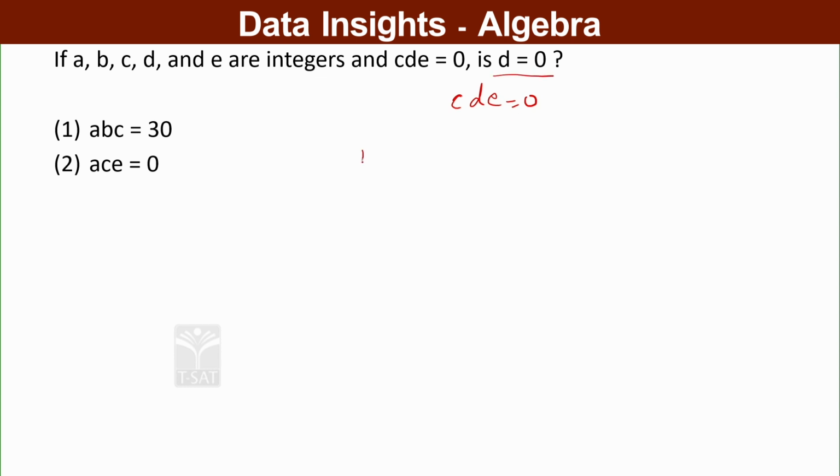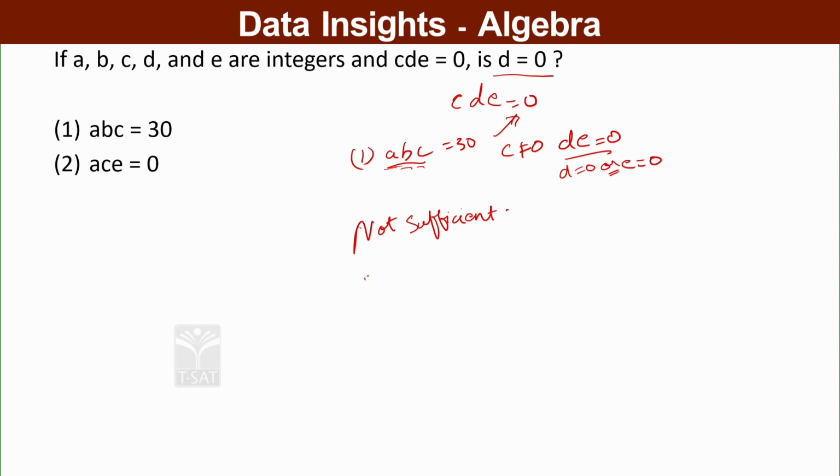The first statement says abc equals 30. So from this we know that none of these three integers, a, b or c, can be 0. So we can deduce that since c is not equal to 0, d times e must be 0. But here we still cannot deduce whether d equals 0 or e equals 0. We cannot say for sure. So the information in the first statement is not sufficient to answer the question.